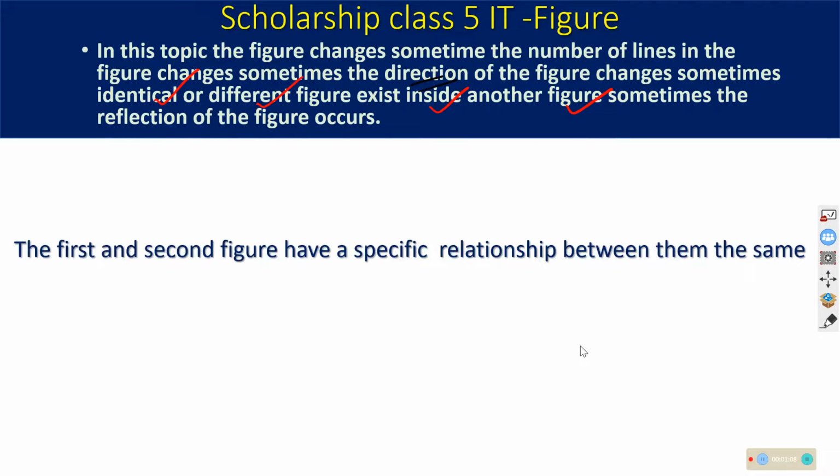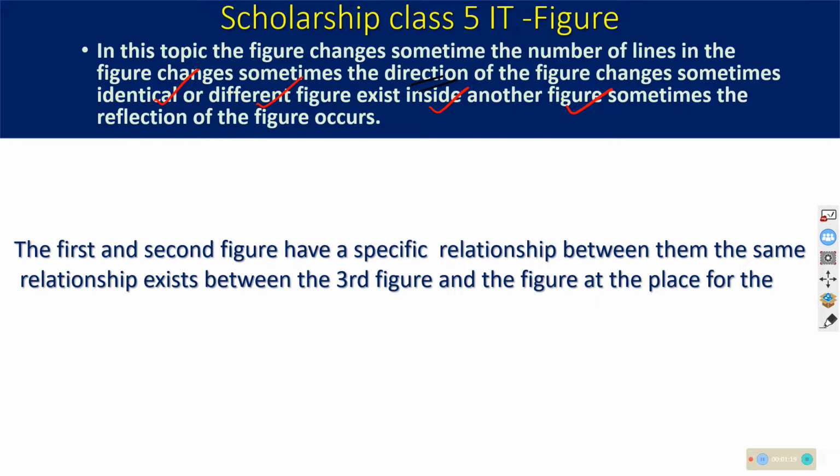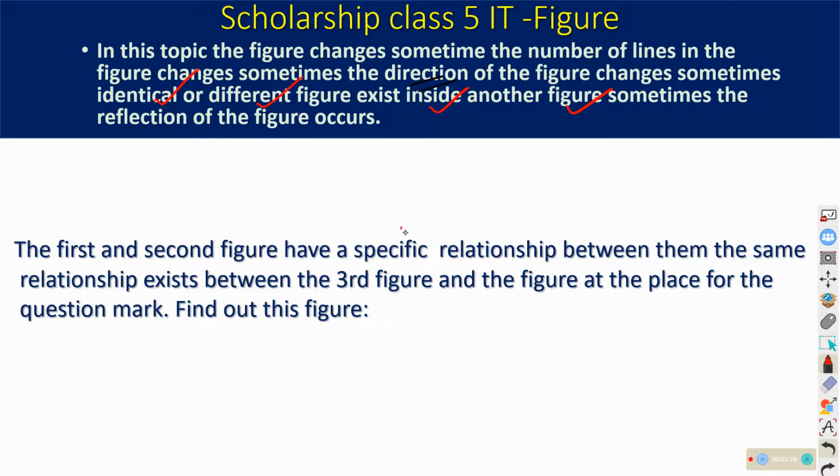The same technique is used here. And to test that, there will be 2 figures. First figure, second figure, then another set of third figure and fourth figure. There will be a specific relationship between first and second figure. So that specific relationship should be there between the third figure and the next figure. One of the figures will be missing, maybe second, maybe third, maybe fourth, or maybe first, where there will be a question mark. You have to find out this figure where there is a question mark.